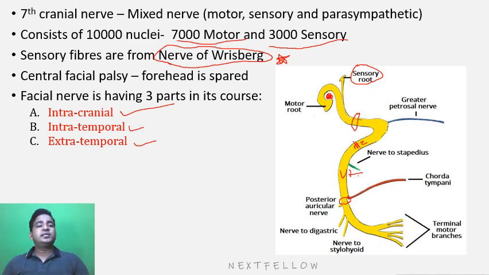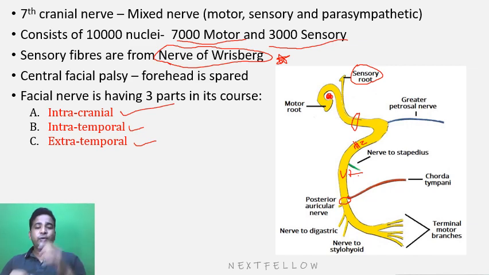And what happens in central facial palsy? What do you mean by central? If the lesion is at the level of the central fibers or at the level of the cortical fibers, then in central facial palsy, my forehead will be spared and the rest of the face on the concerned side would be paralyzed, or there will be paralysis.